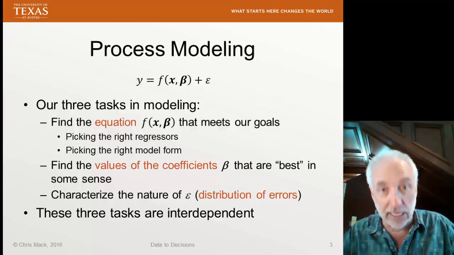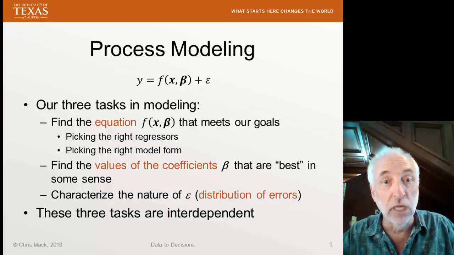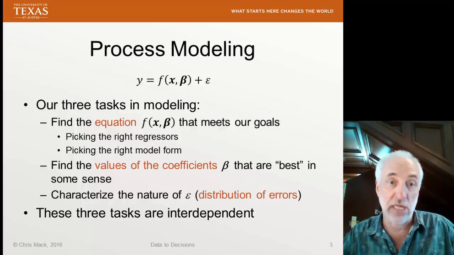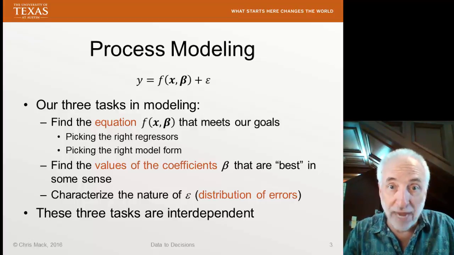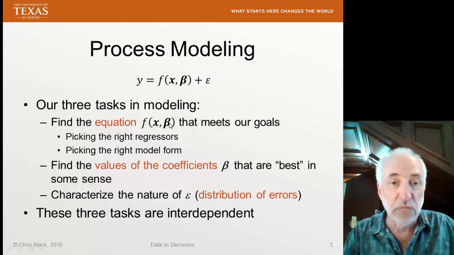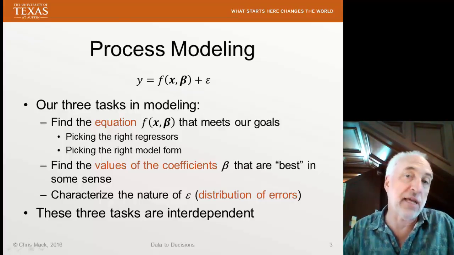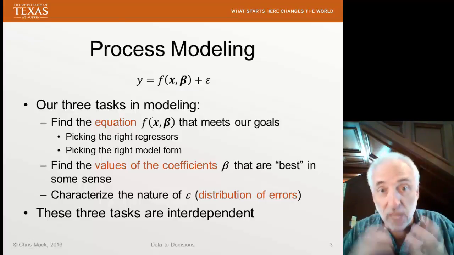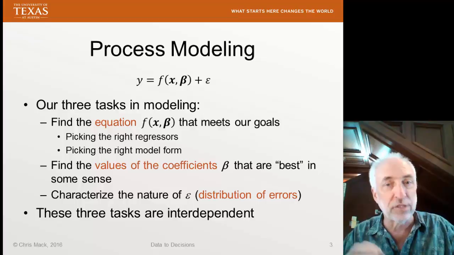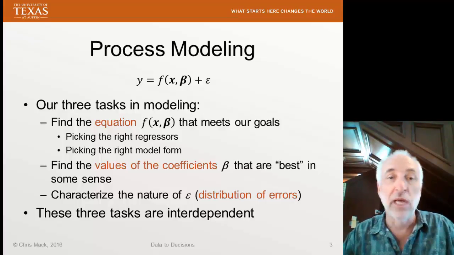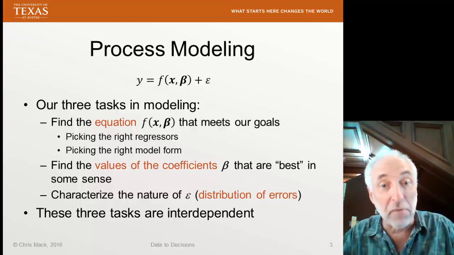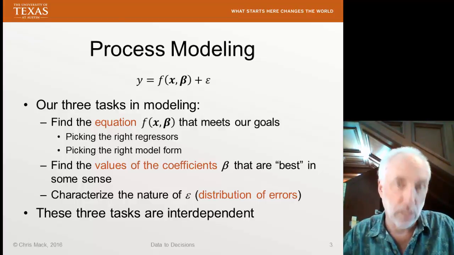If we think about process modeling in its most general form, we're doing three things. First, we're finding the right equation to use, the right model form. That means two things: picking the right regressors, the right x variables that we're going to use, and second, the right form. That is, should it be x or log x or e to the x or x squared or what? That's the form of the model. So getting the right regressors, variables that control the output, and then having those regressors in the right model form. That's picking the right equation.